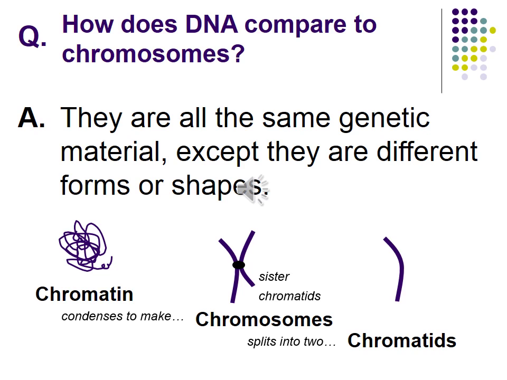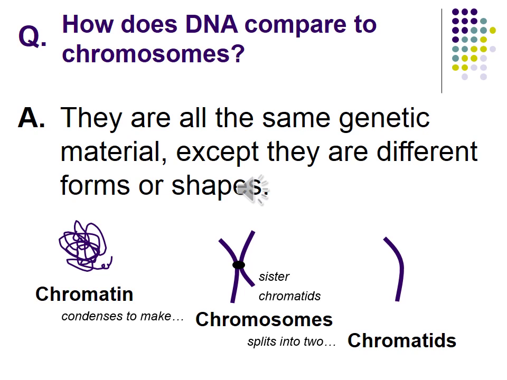So, how does DNA compare to chromosomes? They're all the same genetic material, except they're in different forms and shapes. Basically, DNA gets condensed into this stuff called chromatin. Chromatin is basically just coiled up DNA, and that little string right there is supposed to be a string of DNA. And DNA gets supercoiled into these things called chromosomes, and sister chromatids wind up attached through a little thing that holds them together.